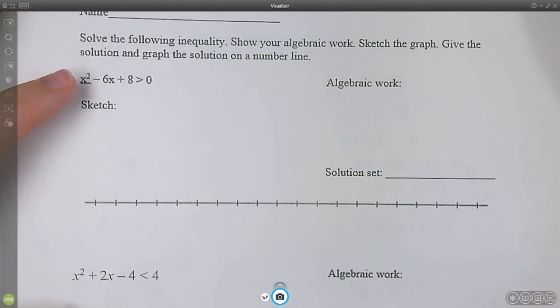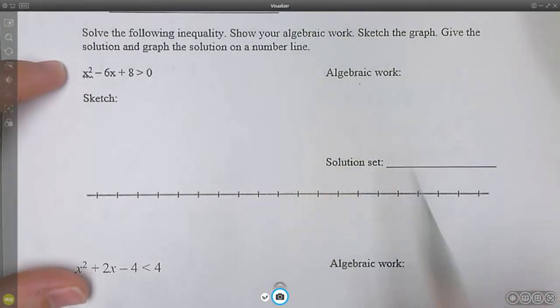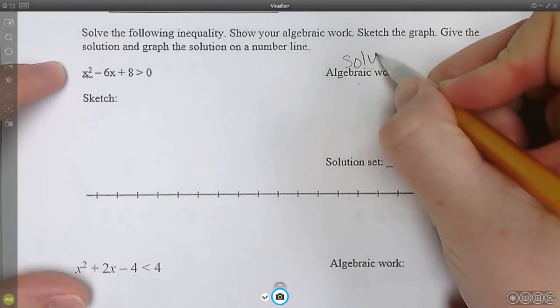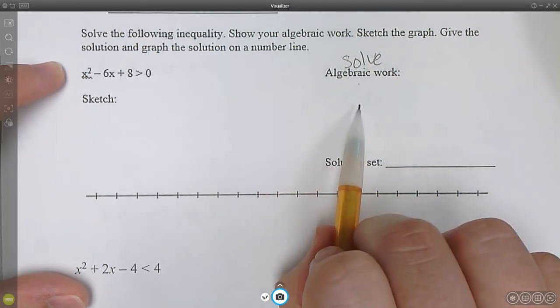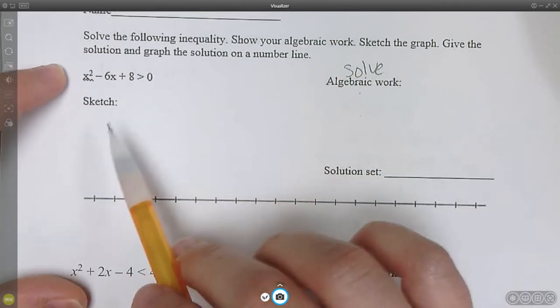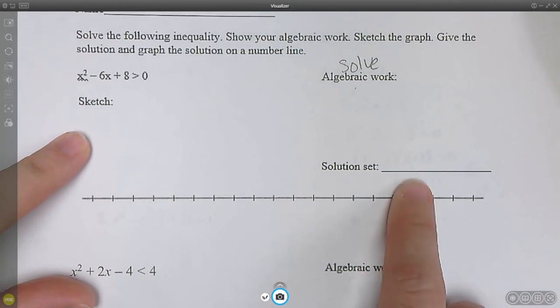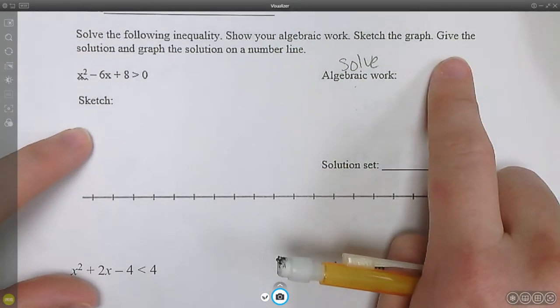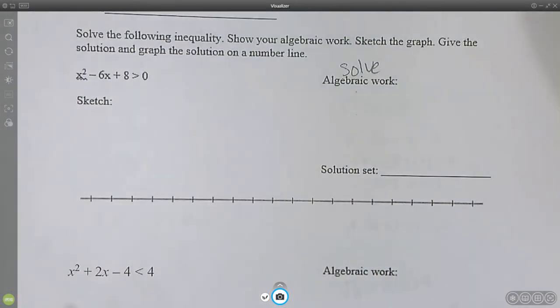Okay, so there are 4 different things that you need to do for these problems. It says solve the following, so that would be your algebraic work. Show your algebraic work, sketch the graph, and then give the solution on the graph. That would go here, and then graph the solution on your number line, which goes here.